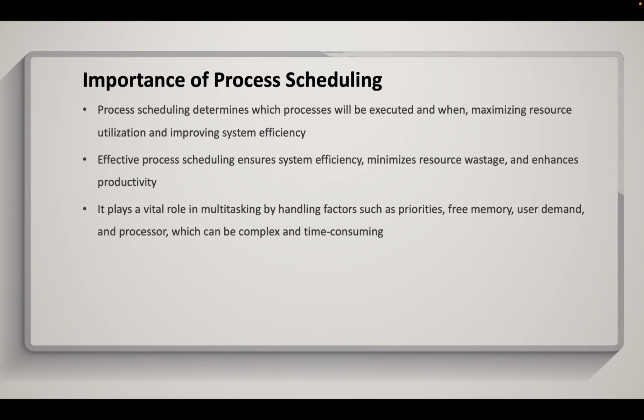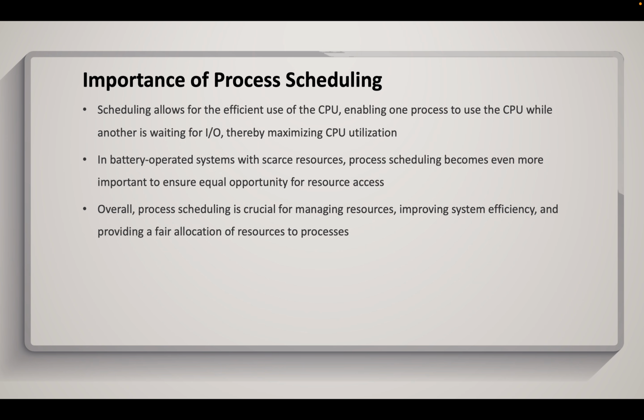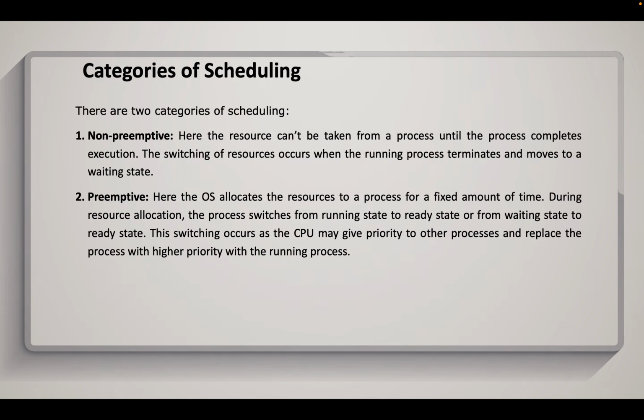The importance of process scheduling, as I told, is that without process scheduling, the system may hang or may not use the CPU properly. Without scheduling, CPU time and CPU resources will be wasted. So without wasting the resources or the CPU time, the scheduler allocates the processes to the CPU properly, as well as resources to the processes properly.